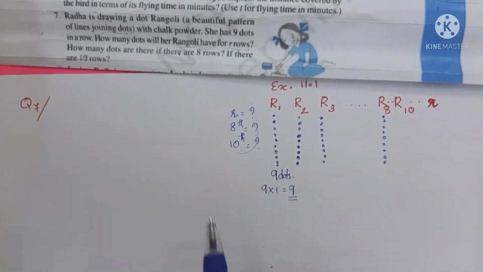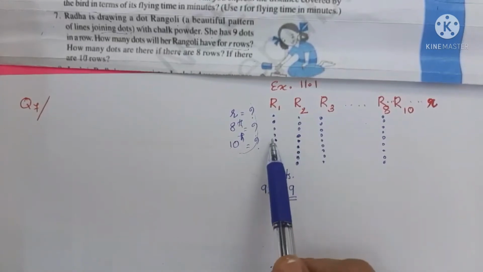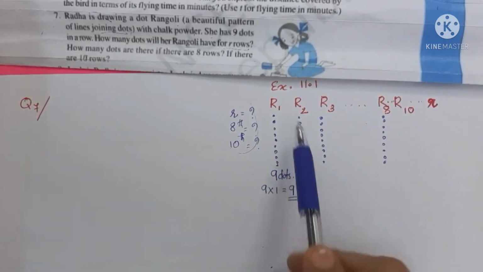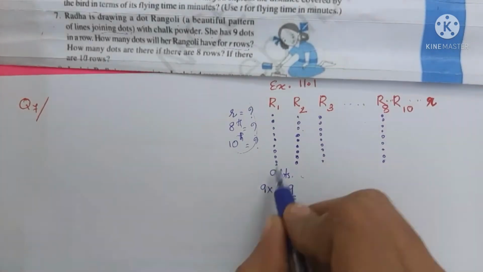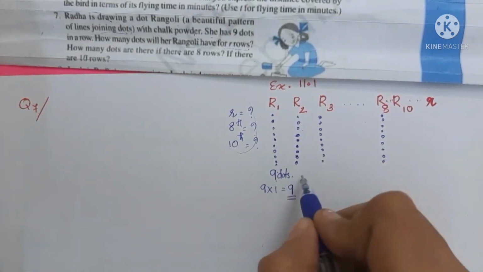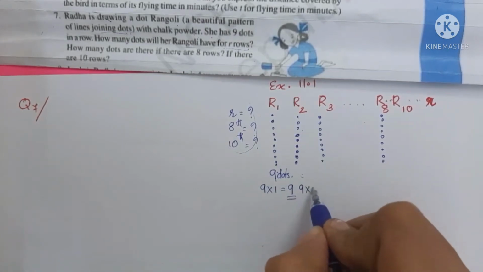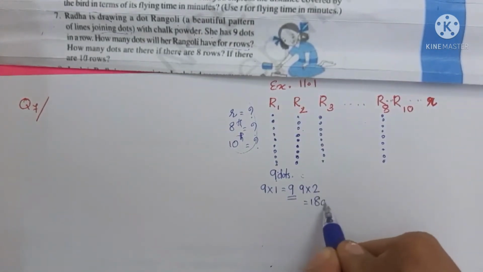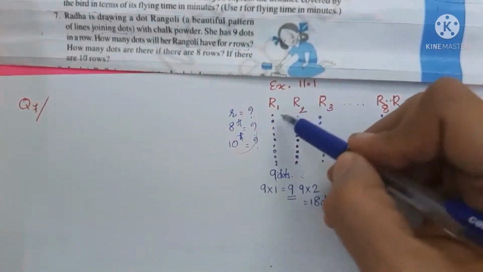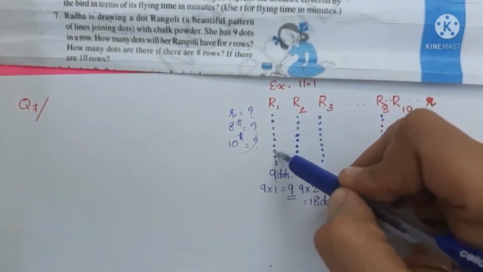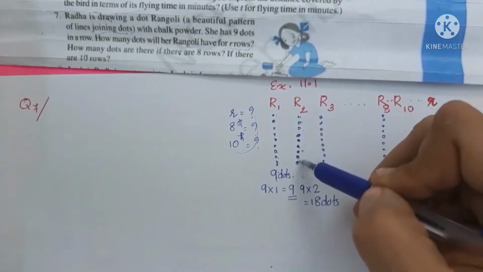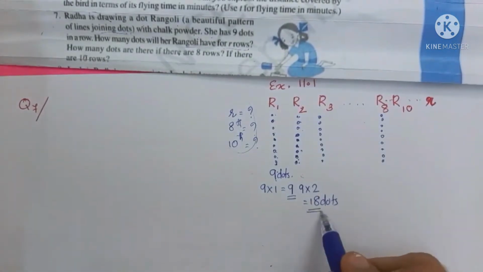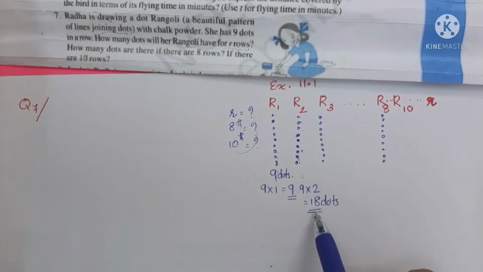Okay. In the case of the second row, she finished 2 rows. Okay. So total 2 rows. How many dots had she made? She made in one row 9 dots, in 2 rows that is equal to 9 into 2, that is equal to 18 dots, right? We have to count 1, 2, 3, 4, 5, 6, 7, 8, 9, 10, 11, 12, 13, 14, 15, 16, 17, 18. So, in 2 rows, she made total 18 dots.